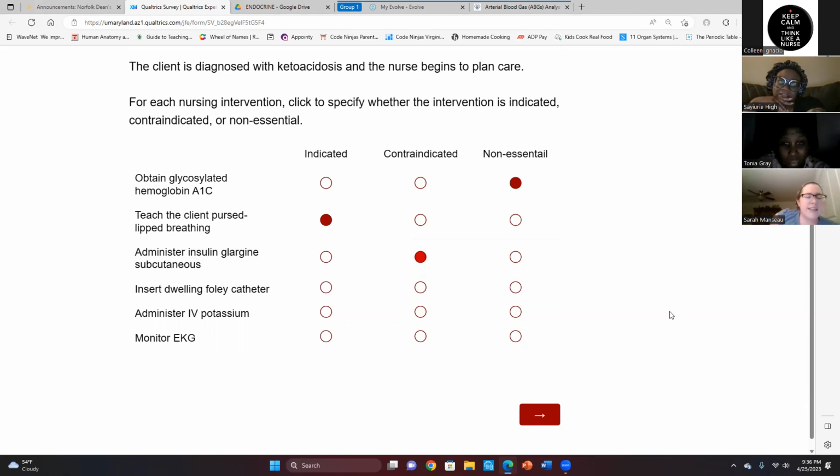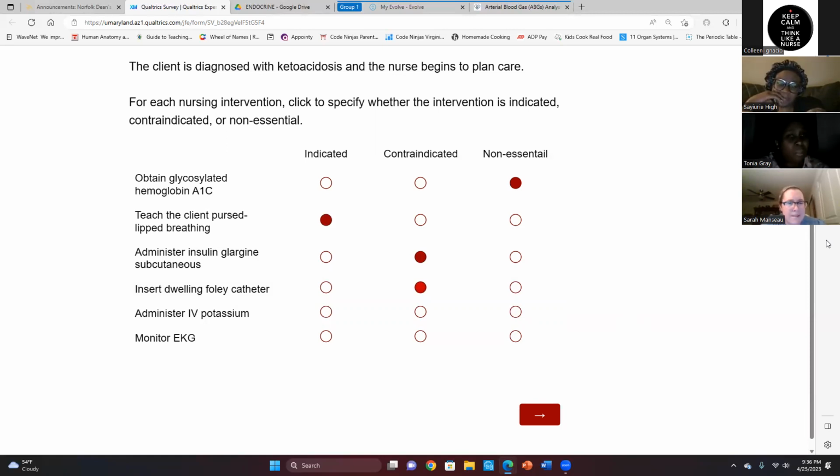It doesn't say if he was awake. No tension, no nothing. Okay, it doesn't say, so you're saying indicated, contraindicated, or non-essential. I don't think it's contraindicated, but it's not essential. Me either. It's not contraindicated, but it's not essential.